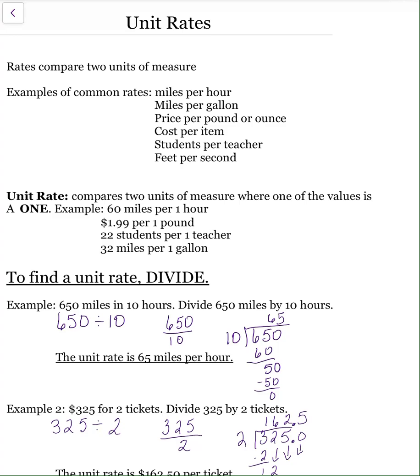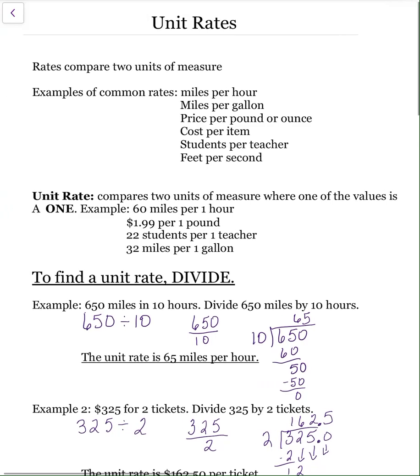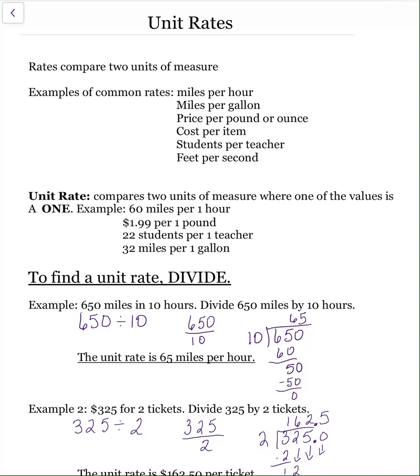So a rate, all a rate does is compare two numbers, two units of measure. Common examples of rates: miles per hour, miles per gallon, price per pound or price per ounce, cost per item, students per teacher, feet per second. Rates are actually used quite a lot.